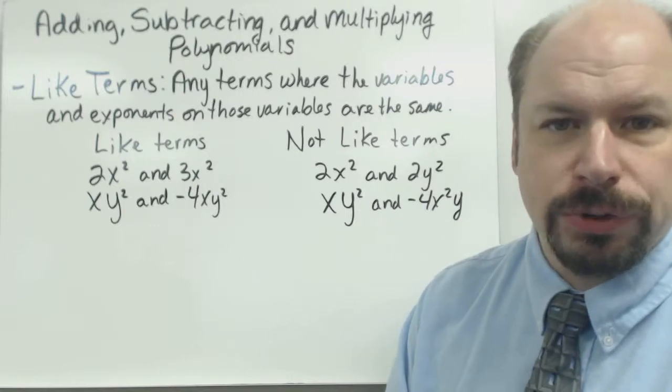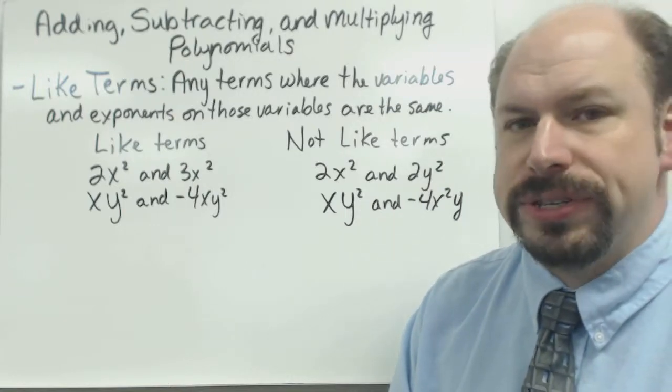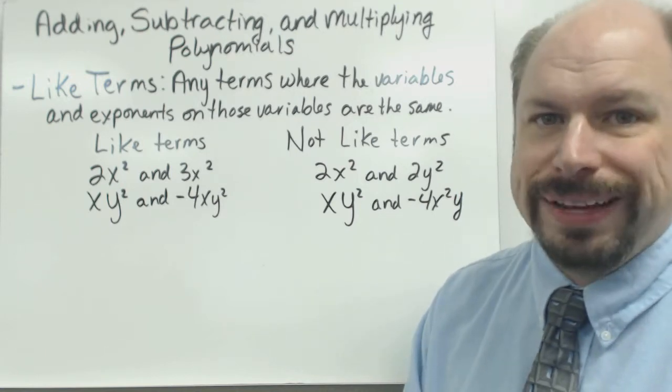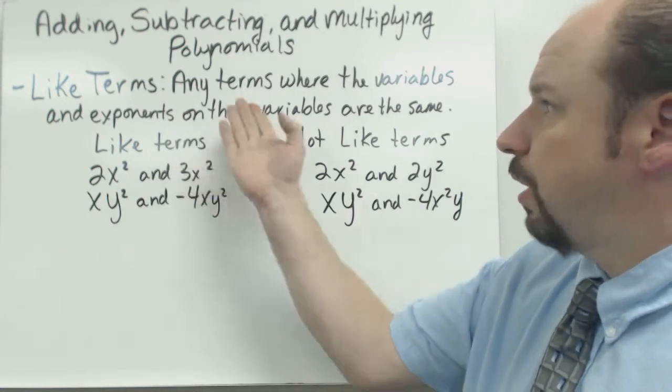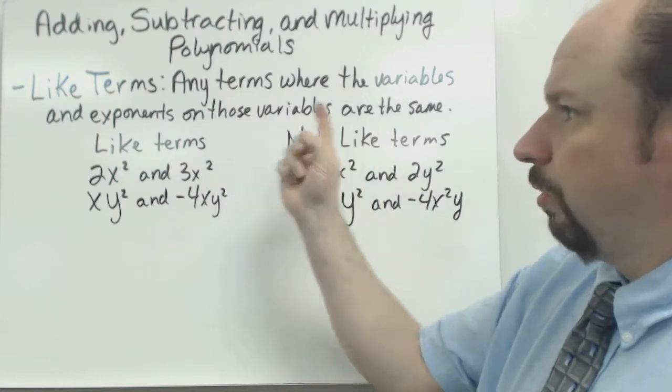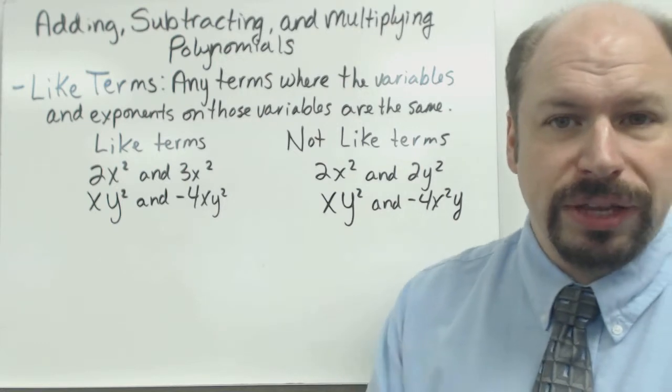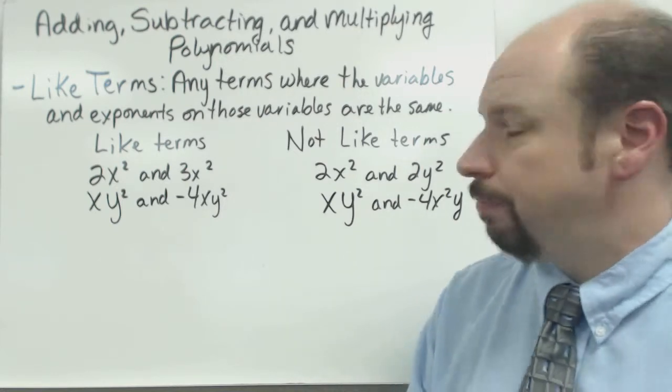talk about adding, subtracting, and multiplying polynomials. So first of all, it might be a good idea to just remind you what like terms are. Like terms are any terms where the variables and exponents on the variables are the same. And the thing is, they have to be exactly the same.